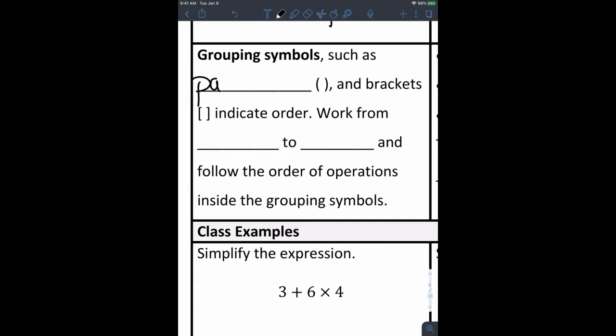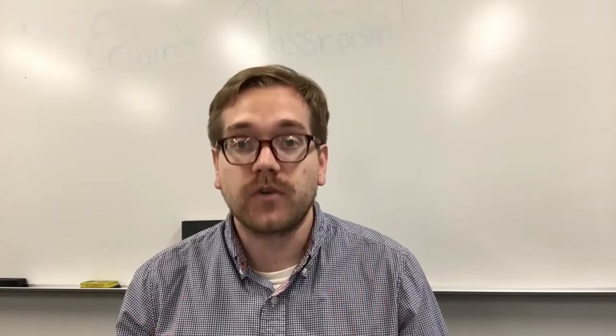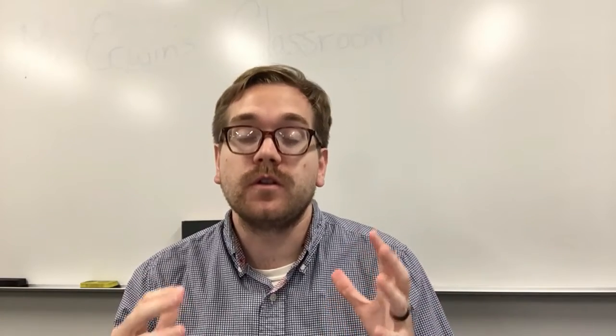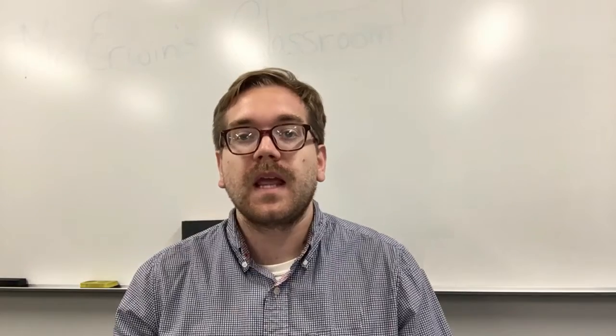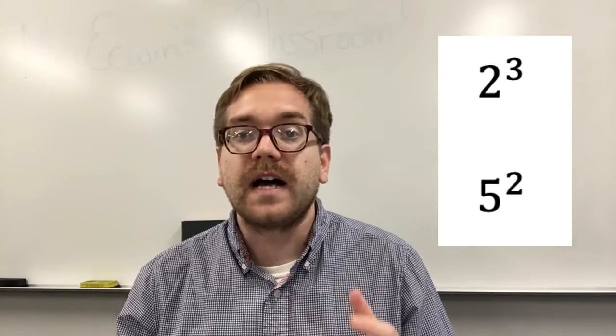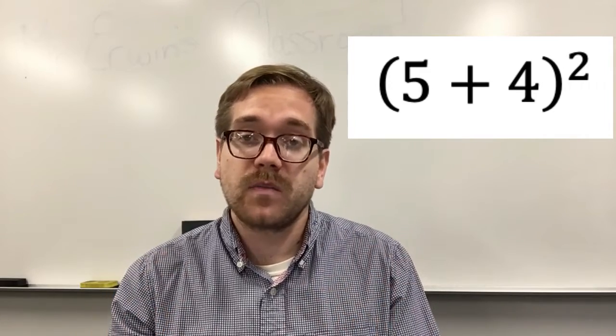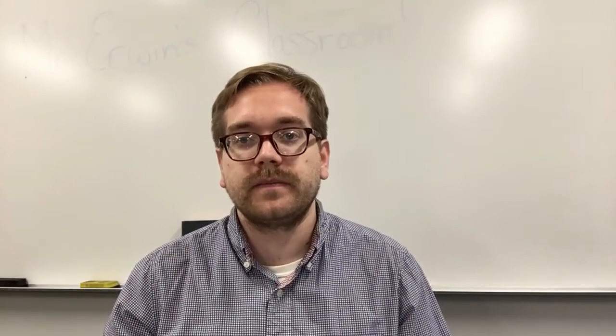Grouping symbols such as parentheses and brackets indicate order. We work from left to right, and we follow the order of operations inside of the grouping symbols. We do what's inside of the grouping symbols, parentheses or brackets, first. And when we're inside of them, we work the normal order of operations. Exponents. These are powers that a base is raised to, like 2 to the third power or 5 to the second power. When the exponent is on a parentheses, we do what's inside of the parentheses, and then we raise it to that exponent power.